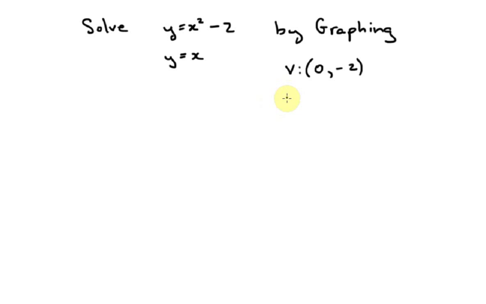Then I think the next thing that would be helpful is to find the x-intercepts. Okay, so all this is needed to graph this first equation. So let's see, that would be y equals 0, and that equals x squared minus 2. So this one's very nice to solve. So we bring the 2 over, and then we square root both sides. So I'm going to get plus or minus root 2, and that equals x.